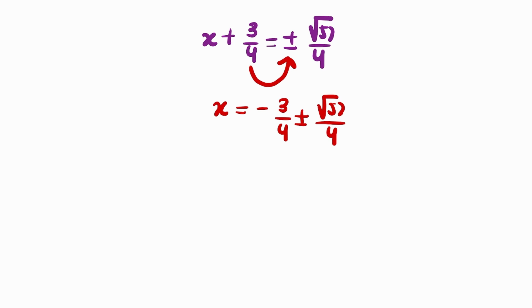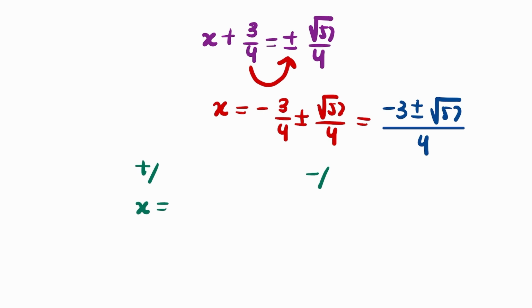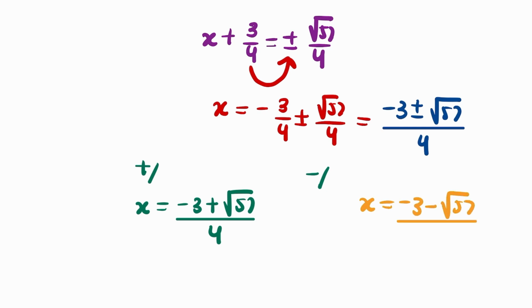Now since we have a common denominator, we can simplify this even further by adding up the numerators. Minus 3 plus or minus the square root of 57 over the denominator, which is 4. So we can get two solutions for x by taking the positive square root for one solution and the negative square root for the other solution. If we take the positive square root, we have minus 3 plus square root of 57 over 4. And for the other solution, we have x equal to minus 3 minus square root of 57 over 4. Those are the final answers.